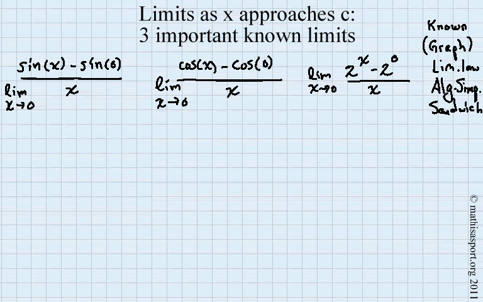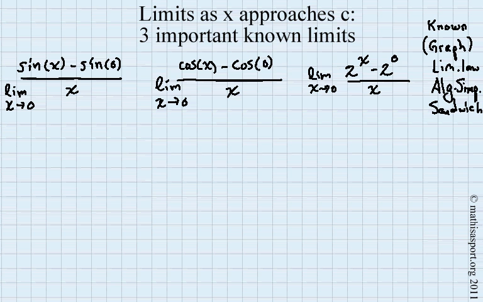You'll notice that all three of these limits we're interested in have a similar form. A function evaluated at x minus that same function evaluated at 0 and then divided by x. We do that for the sine function, for the cosine function, and also for the 2 to the power exponential function. Let's start off with the sine function, see what this limit is.